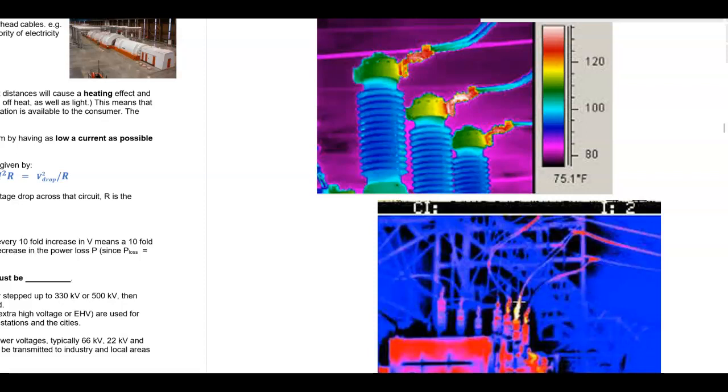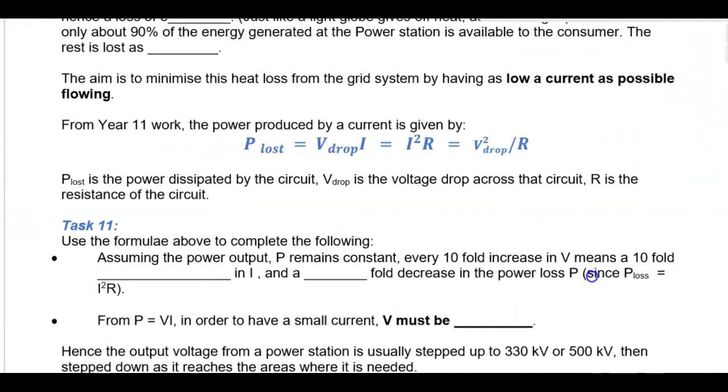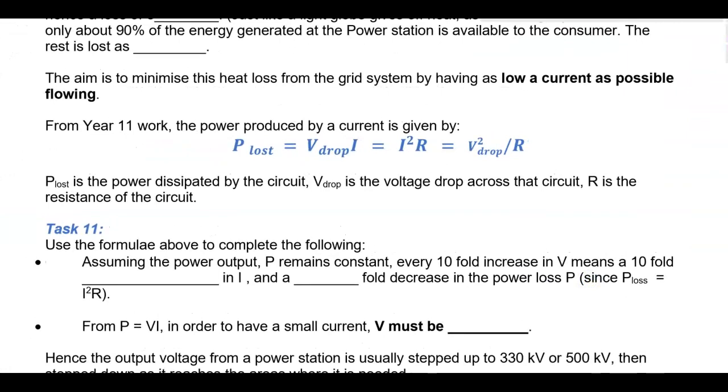How do you do that? That's the key. We're going to go to the formulas that we looked at last year. Like it says here, the aim is to minimize the heat loss from the grid system by having as low a current as possible flowing. It's about minimizing the current in those transmission lines.